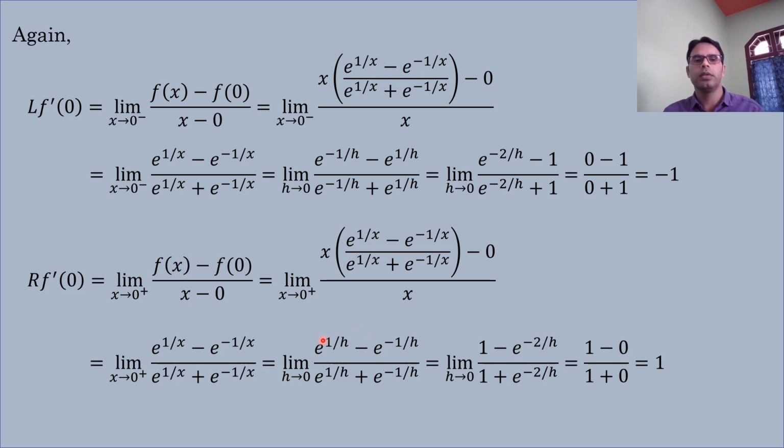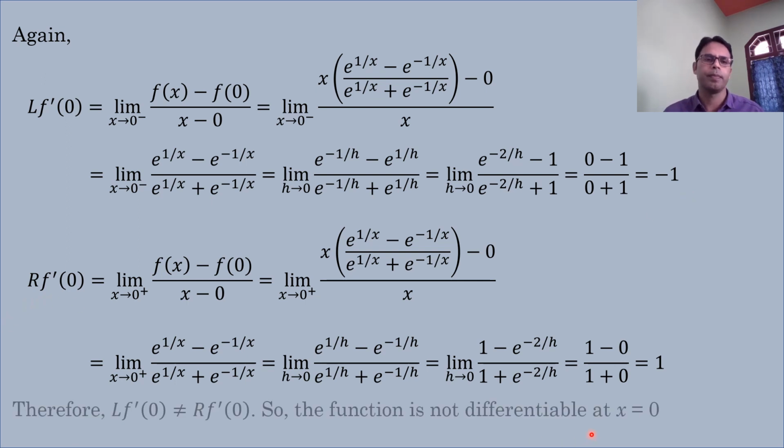Again making h tends to 0, this time it is 0 plus h, meaning h only. Then dividing e to the power 1 by h in the numerator and denominator, so 1 minus e to the power minus 2 by h, here 1 plus e to the power minus 2 by h. This will be 0 after putting the limit. So 1 minus 0 divided by 1 plus 0 will be equal to 1 only. And you see the left hand derivative is minus 1 and the right hand derivative is equal to 1. Therefore the function is not differentiable at x equal to 0.